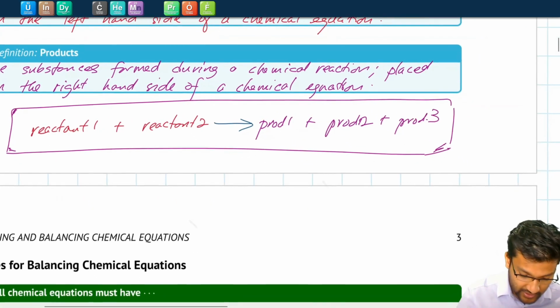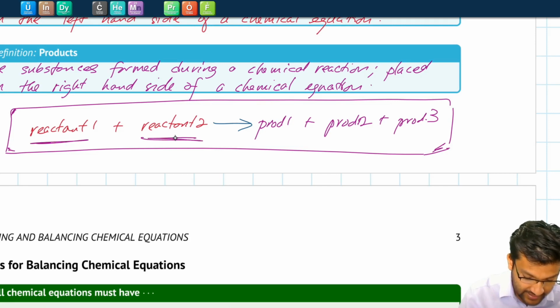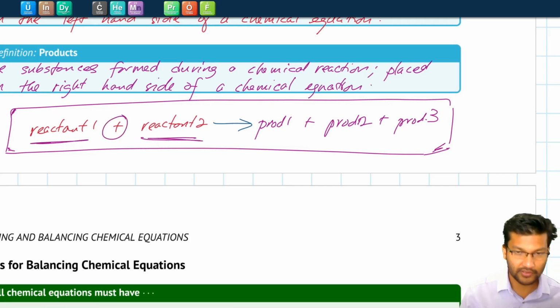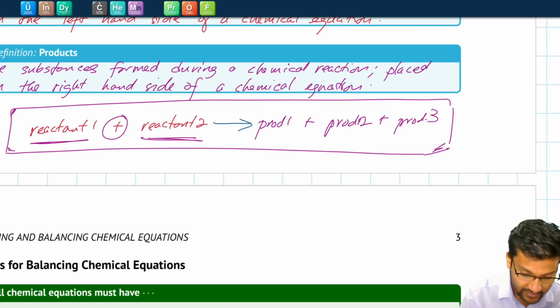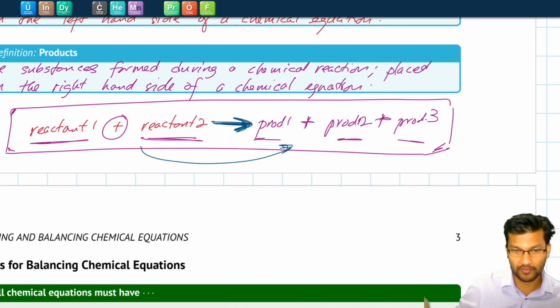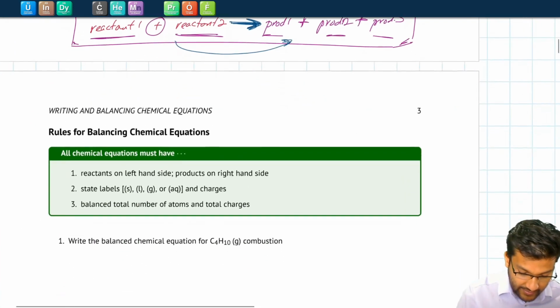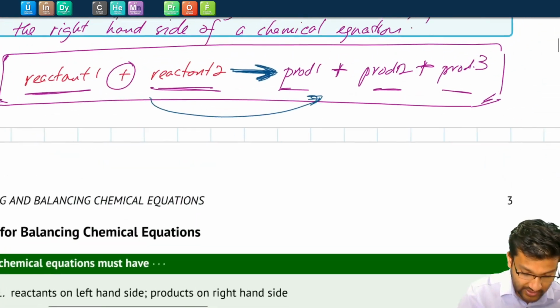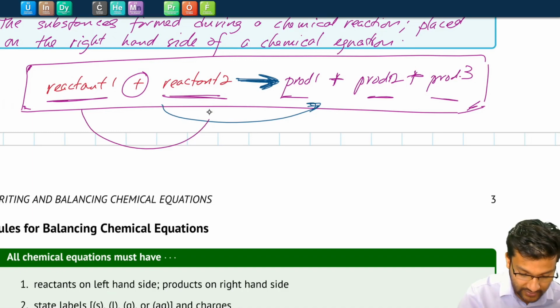So in this equation, you'll notice the reactants are on the left-hand side. We add a plus sign to just show that they're reacting together. There is an arrow showing the direction of the reaction. They're going from reactants to products. And then on the right-hand side, we have all of our products, in this case, 3 different products, separated by plus signs to show that these are all the different products formed. So this is what a chemical equation looks like with all of our reactants and products.